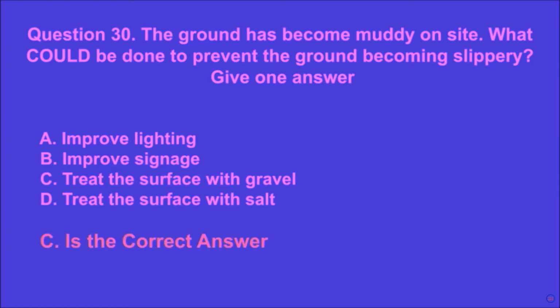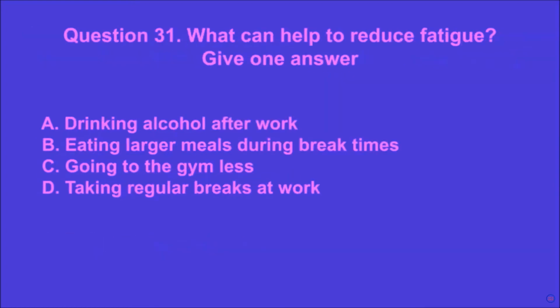C. Is the correct answer. Question 31. What can help to reduce fatigue? Give one answer. A. Drinking alcohol after work. B. Eating larger meals during break times. C. Going to the gym less. D. Taking regular breaks at work. D. Is the correct answer.